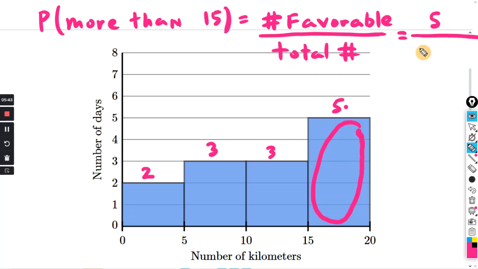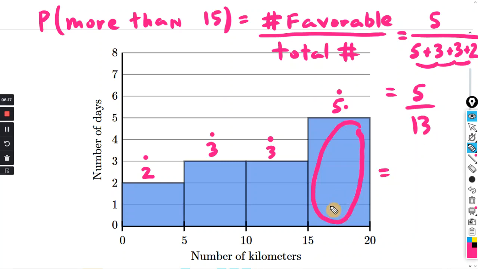Then the denominator is the total. It's going to be 5 plus 3 plus 3 plus 2. 5 is in the numerator. 5 plus 3 is 8. Plus 3 is 11. Plus 2 is 13.